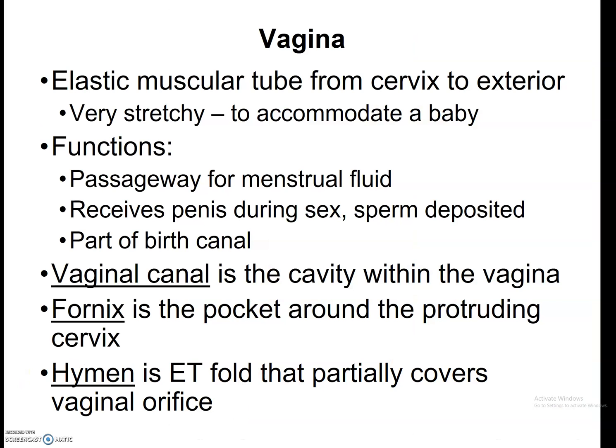So now the outer portion of the female reproductive system, the vagina, is basically a big muscular tube from the cervix to the exterior of the body, very, very stretchy, has to be stretchy to accommodate the delivery of a baby. And so it's the passageway for menstrual fluid in addition to the birth canal, and it also receives the penis during copulation, and it's a spot where sperm is deposited. So the vaginal canal itself is the cavity within the vagina. The fornix is the pocket around the cervix, and the hymen is a piece of epithelial tissue that partially covers the vaginal orifice in younger women.